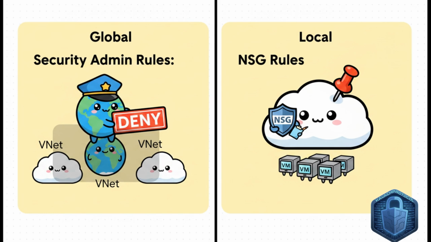This really breaks it down perfectly. Think about it this way. Security admin rules are the big guns for global enforcement, like a company-wide ban on an insecure port. NSG rules are for your local specific needs at the subnet or network card level. If an admin rule says deny, that traffic is blocked, and your NSG rules don't even get a say. It's the ultimate trump card.